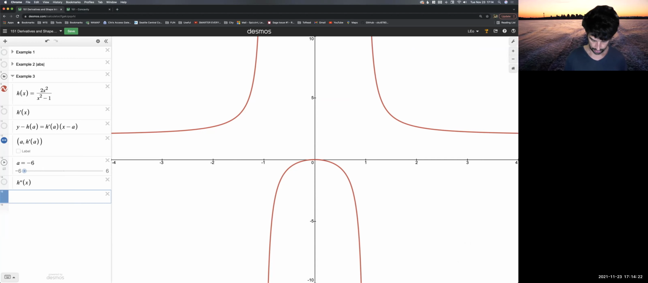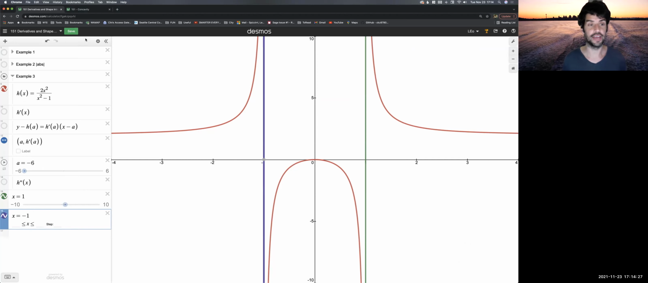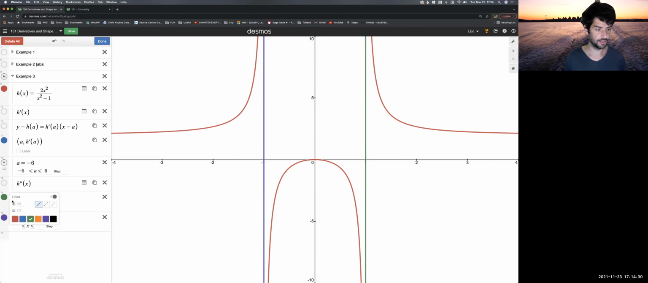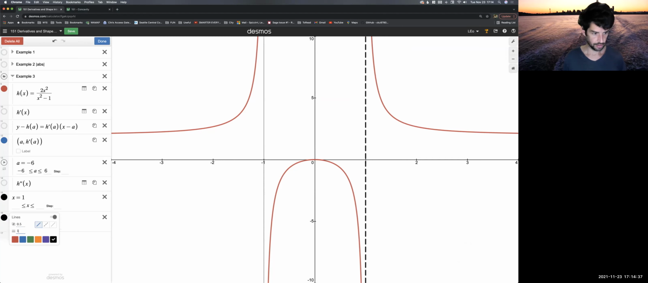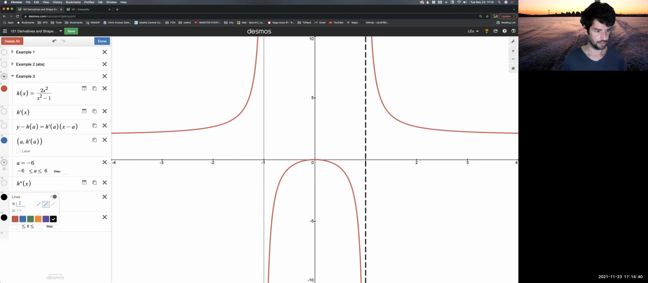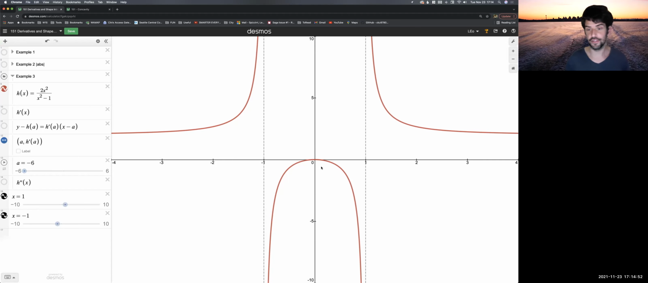Why don't I put in the 2 asymptotes. Let's make this a little nicer though. How about black and dotted and maybe a little thinner. Okay, so there are our 2 asymptotes, okay? Those were where 2 of the critical numbers were, and then the third critical number was at 0, that local maximum we found.